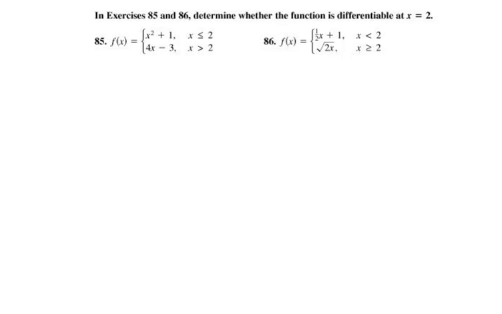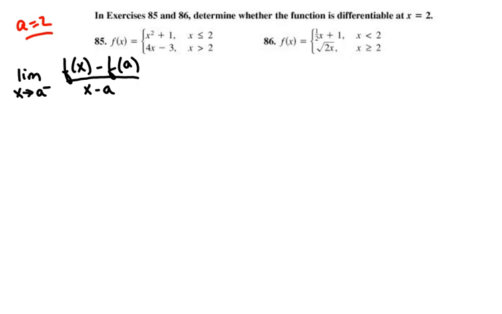Alright, in this last video of this section we're going to deal with problem number 85. And again, if we want to start off, to show differentiability, we want to show that the limit as x approaches a, in this case a is equal to 2, the limit as x approaches a from the left of f of x minus f of a over x minus a is equal to the limit as x approaches a from the right of f of x minus f of a over x minus a. So in this case, we're dealing with problem number 85. A is equal to 2.